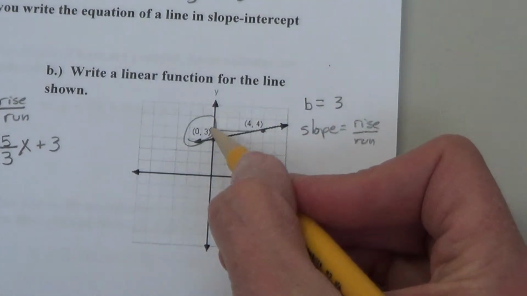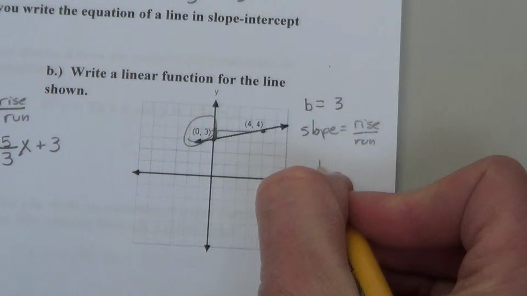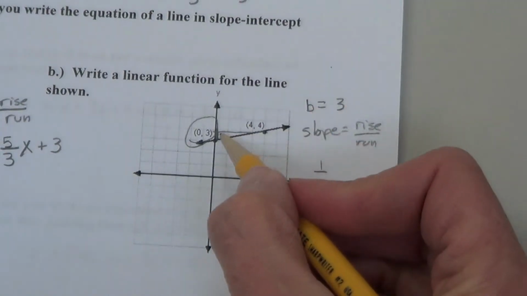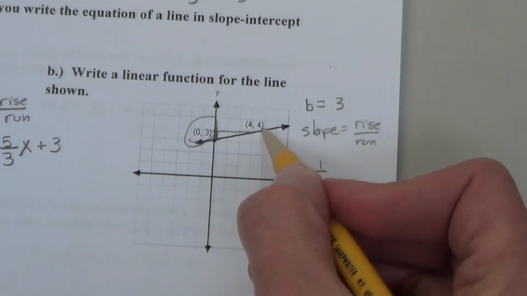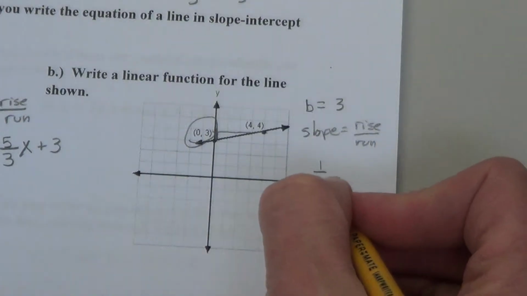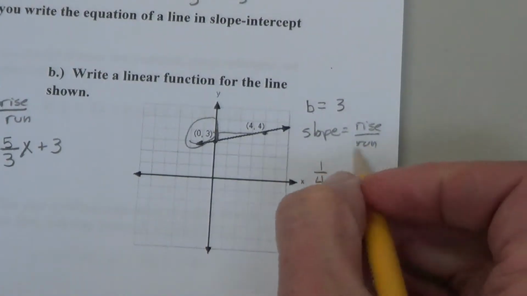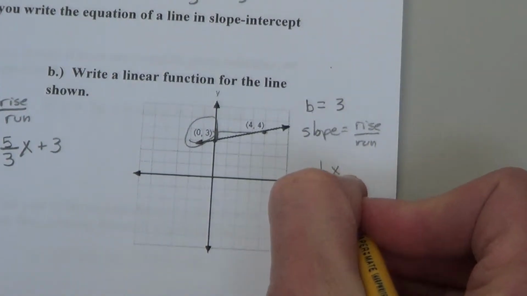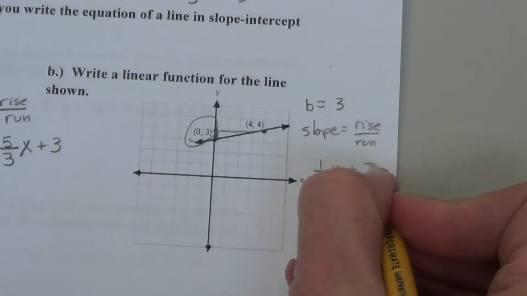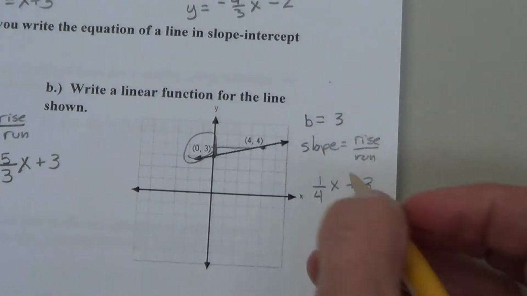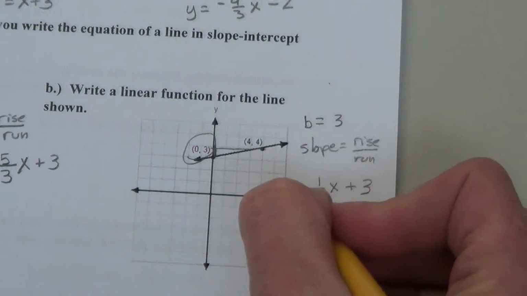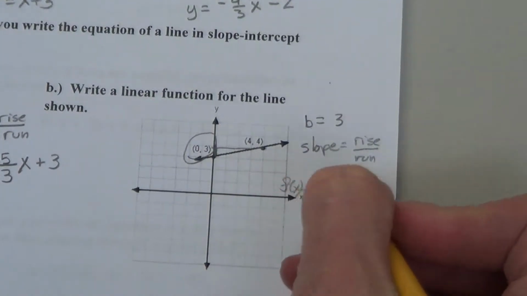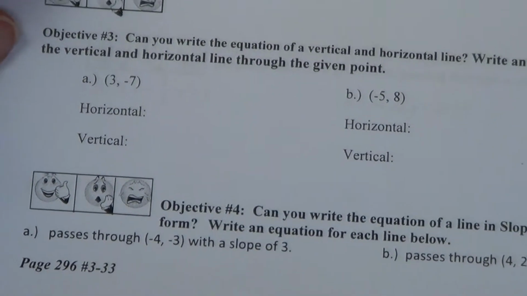So we rise 1. We run 1, 2, 3, 4, and this time it's to the right, so it's a positive. So it's 1/4 x plus 3, that was our y-intercept, equals f of x. Okay, next one.